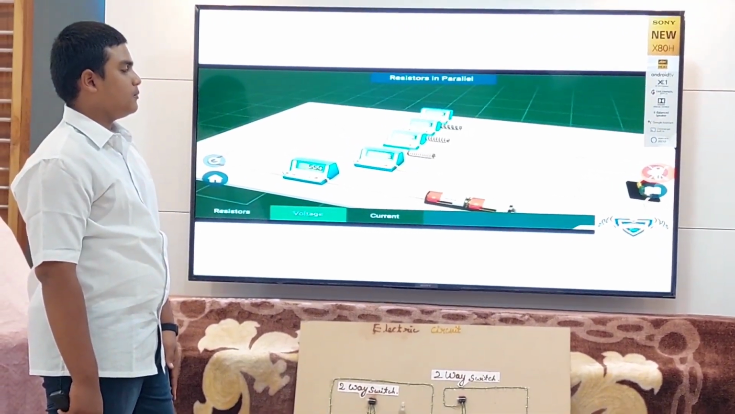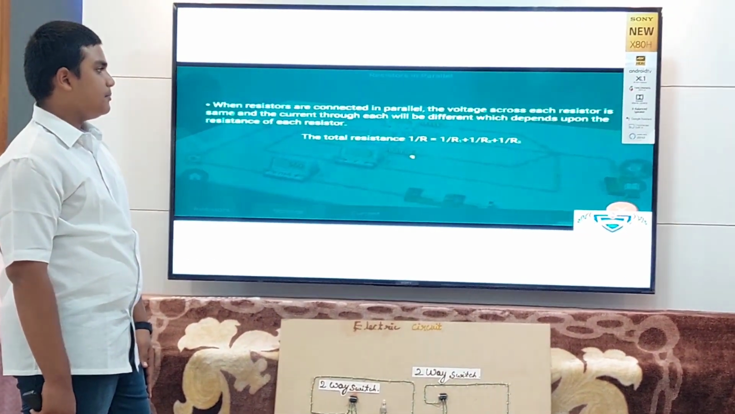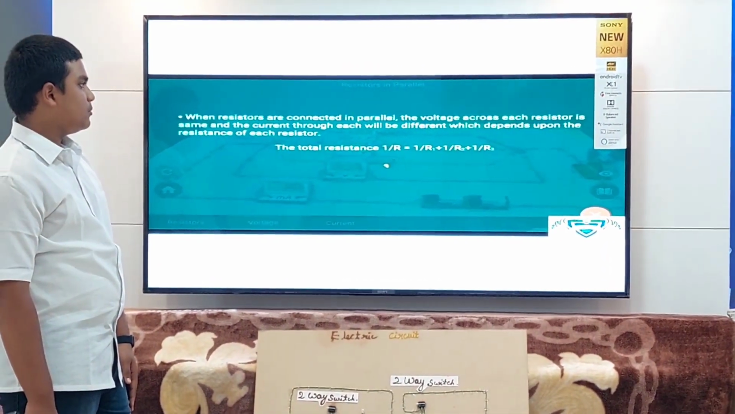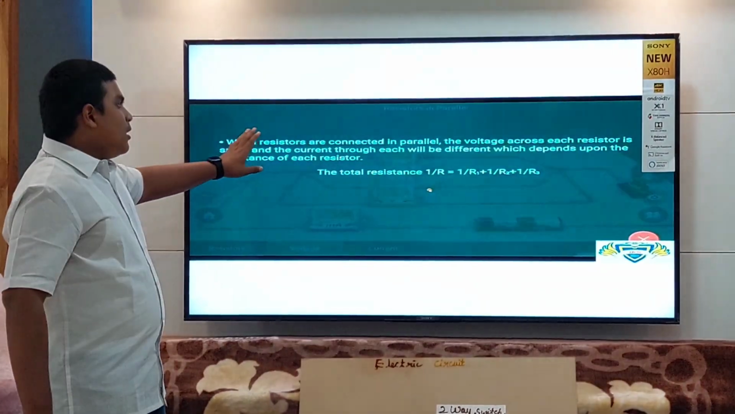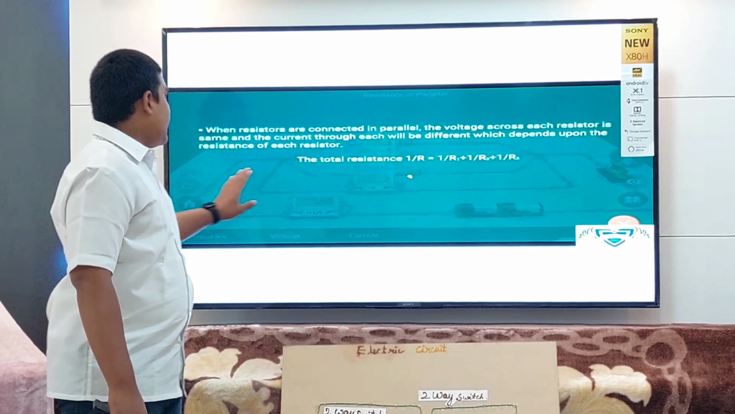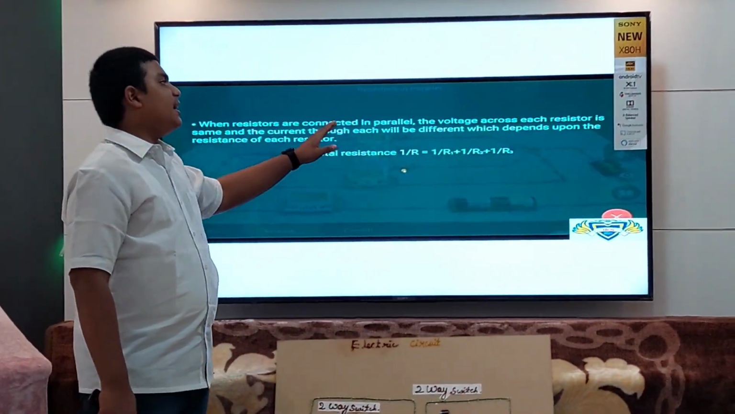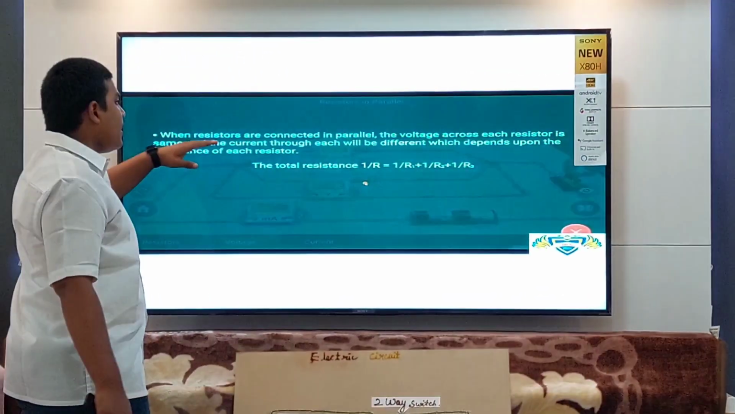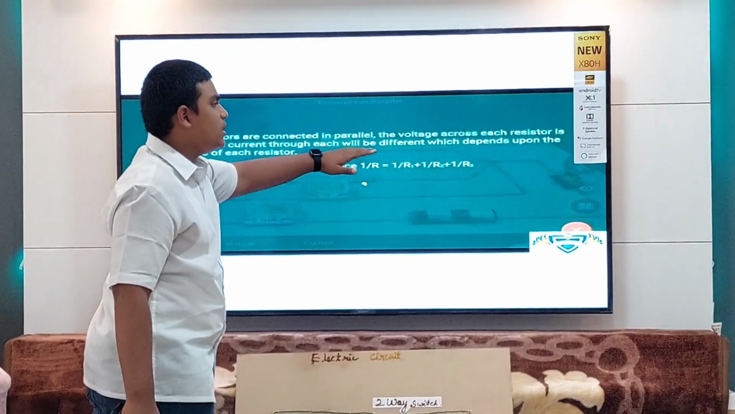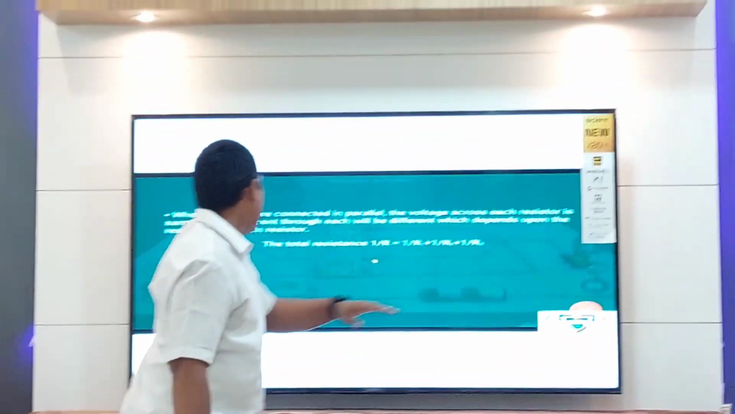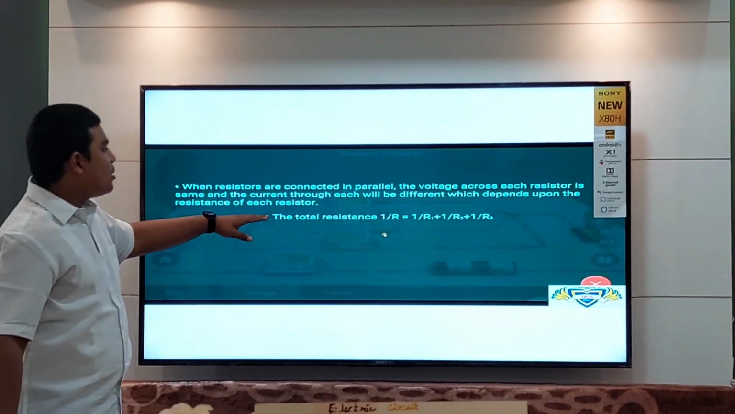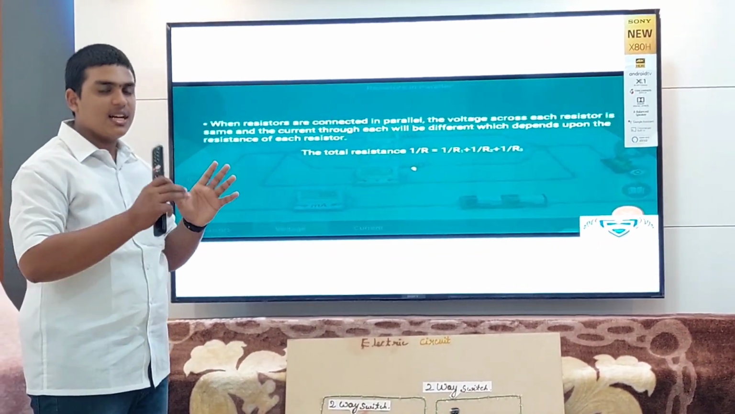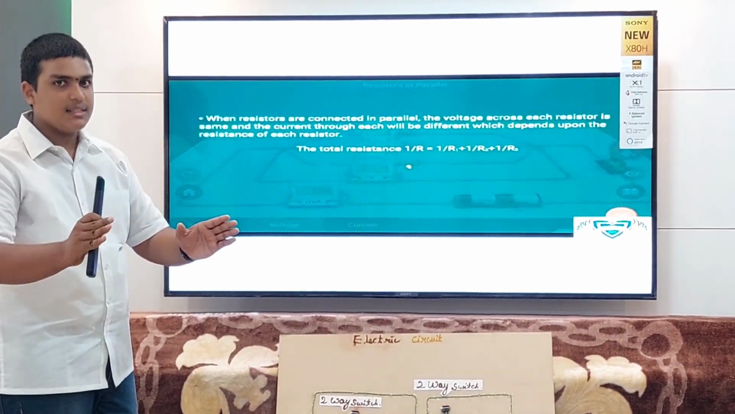Thus, we find that when resistors are connected in parallel, the voltage across each resistor is the same and the current through each will be different, which depends upon the resistance of each resistor. I have shown before in this video that each resistance is different but each voltage is the same.